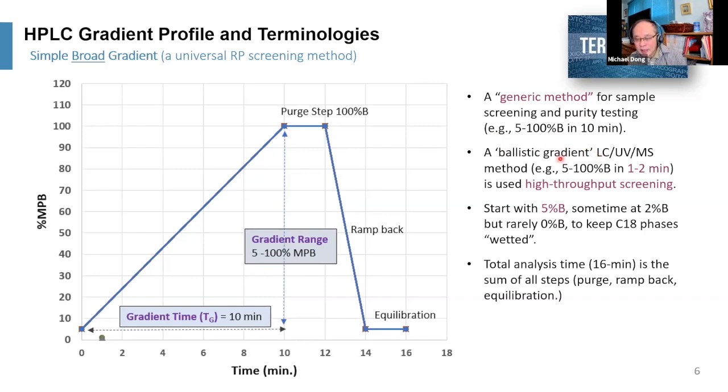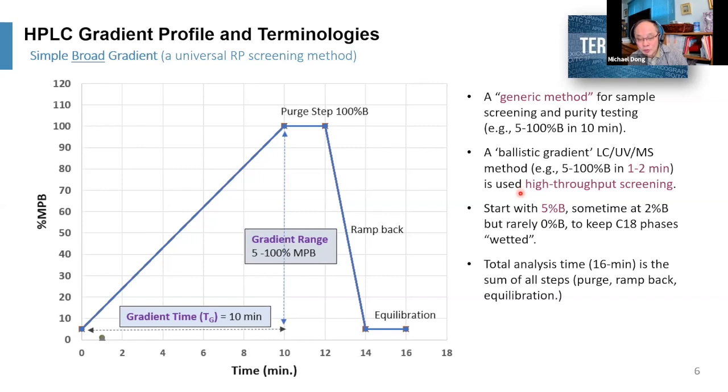Now, a lot of labs use a ballistic gradient, right? Ballistic means it's like a rocket that goes very fast, right? So it means that you do 5 to 100% B in about 1 or 2 minutes. It's called a ballistic gradient. And this particular assay is called high throughput screening, or HTS, right? High throughput screening. So once again, you have a very fast assay, 1 or 2 minutes, that works for almost everything, right? So it's a powerful generic method.